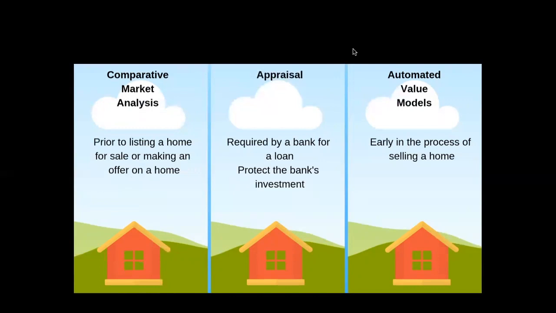A CMA is usually done prior to listing a home or for a buyer prior to making an offer. An appraisal is required by a bank to get a loan. This is to protect the bank's interest. An automated value system is just something people go online to use early in the process of selling their home, just to get a general idea of what's going on in their community.